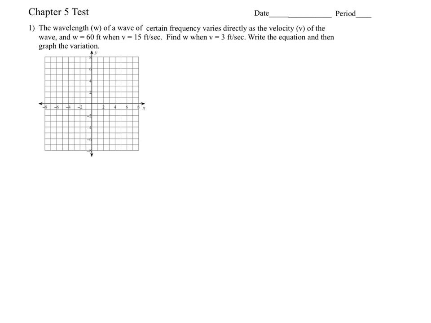So problem number 1, the wavelength W of a wave of a certain frequency varies directly as the velocity v of the wave. So W varies directly with v, and W is 60 when v is equal to 15. Divide both sides by 15. 4 equals k. So our equation would be W equals 4v.